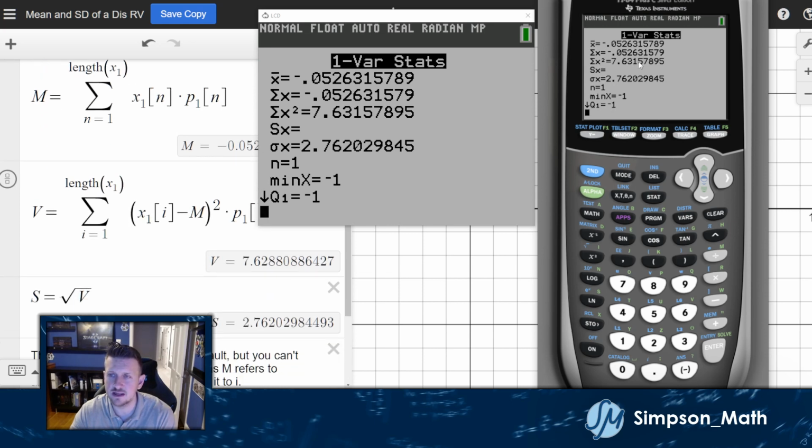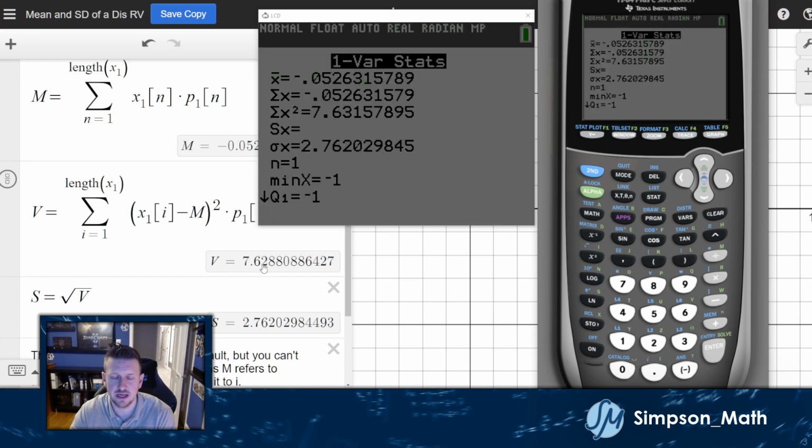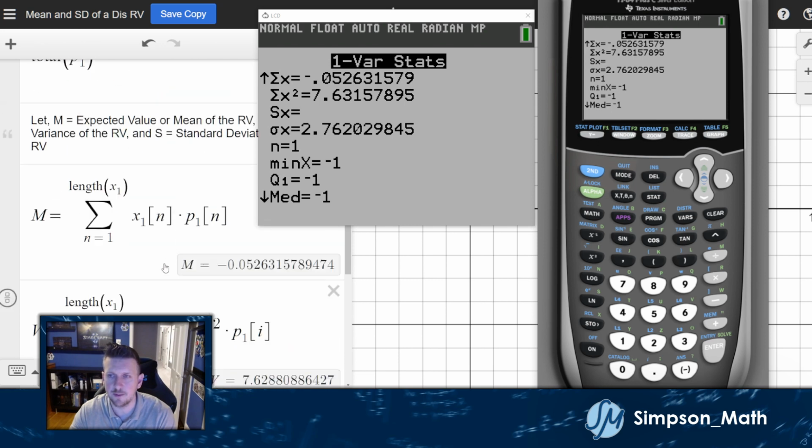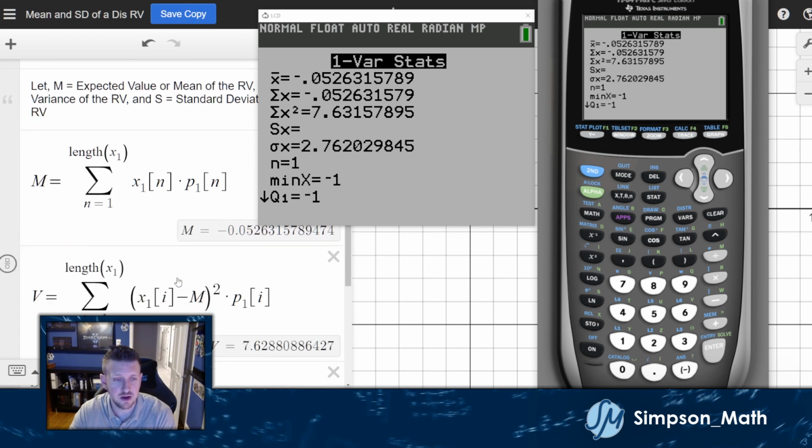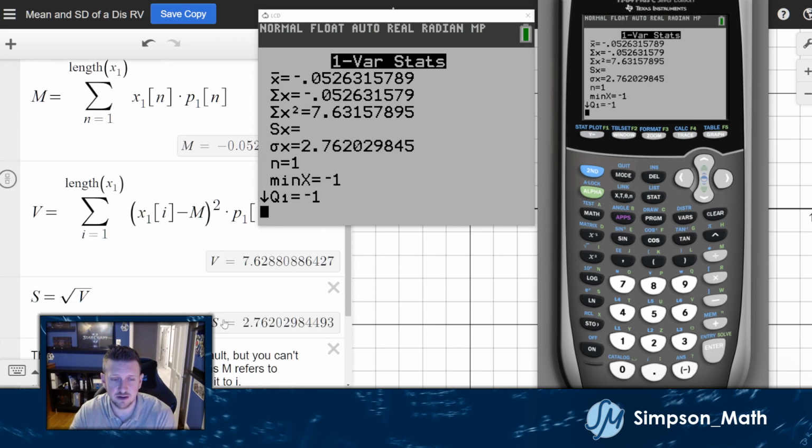Okay, for a second, I was confused because this number is really close to my variance, and I was like, no way that's the same thing. Okay, sorry about that. And then of course, the S is not our value, that's the sample standard deviation. Our sigma is the population standard deviation of 2.76202.